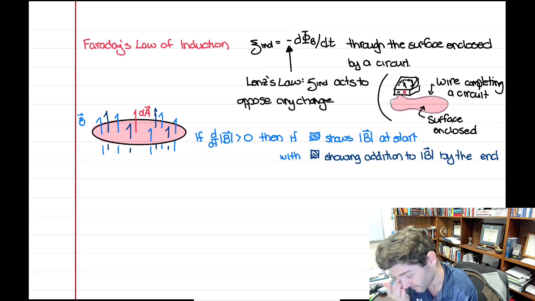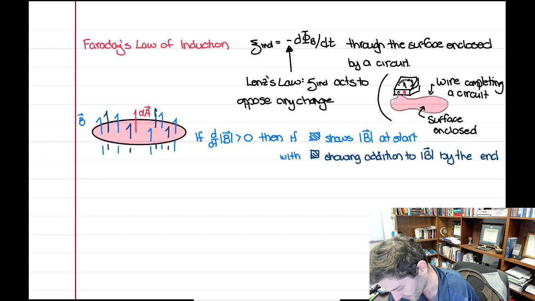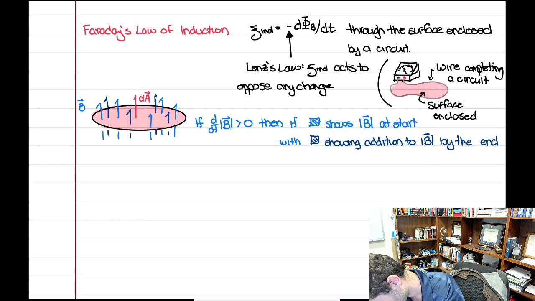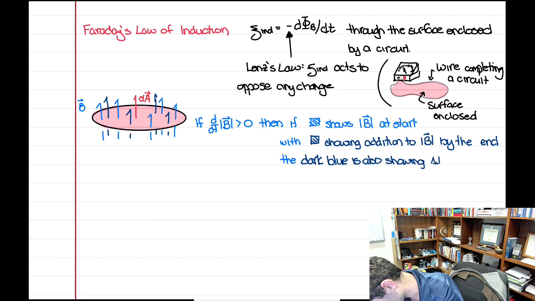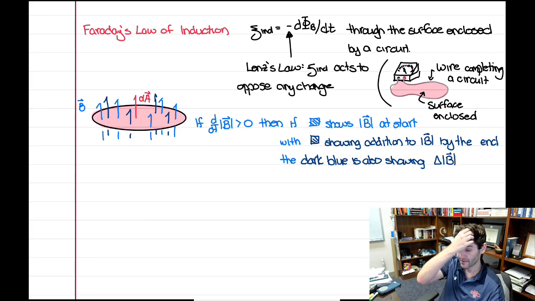then in this case, by the way I've defined the light blue and the dark blue, the kind of average change is everything you see in dark blue. Then the dark blue is also showing the change in B, and the average change. They didn't say how long this took place over. So I'll say that as some sort of delta, the magnitude of B, the change in the magnitude of B.